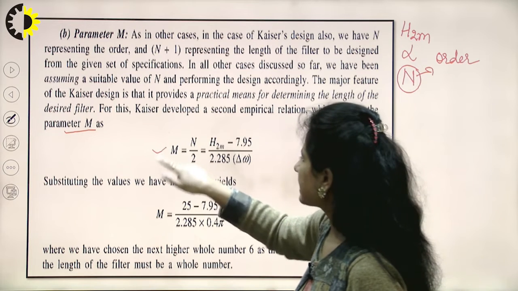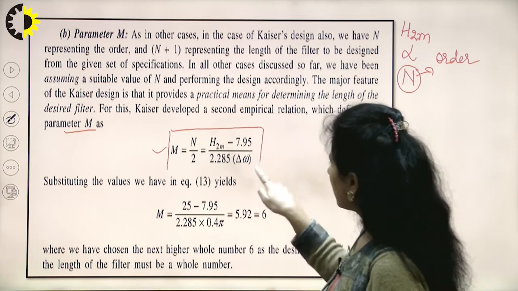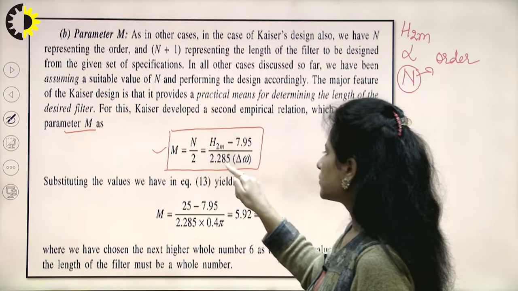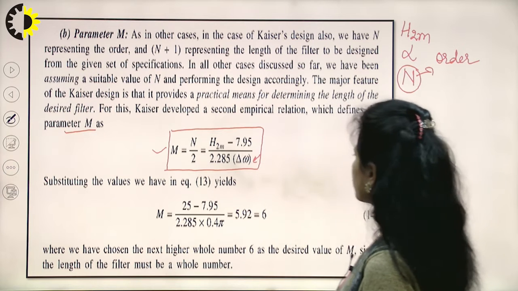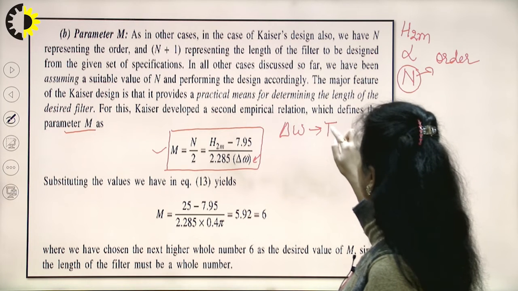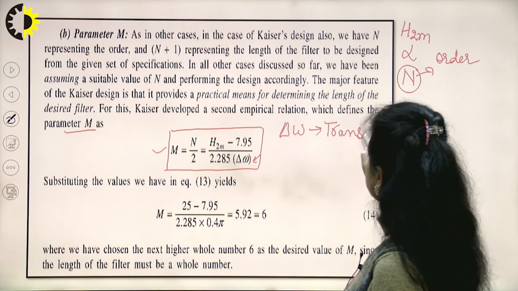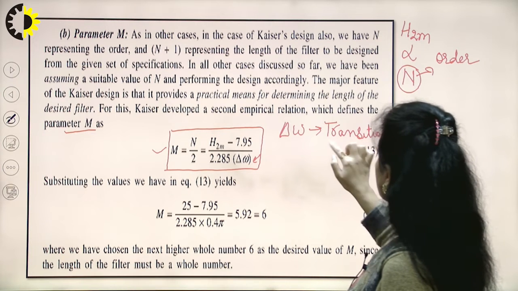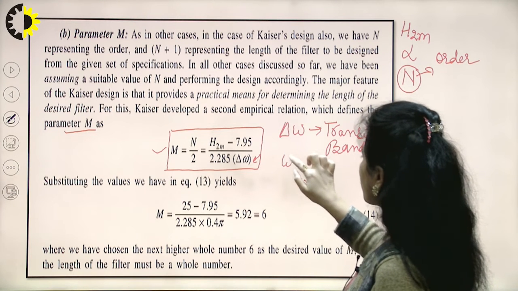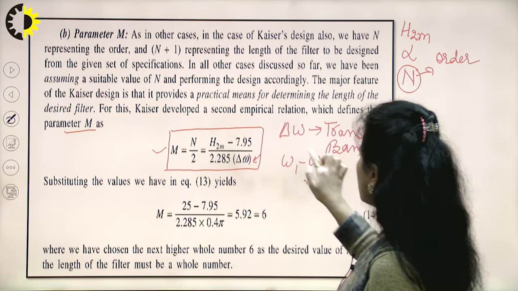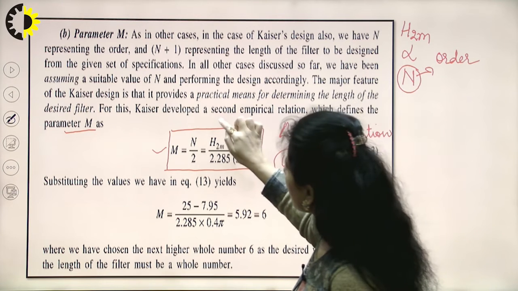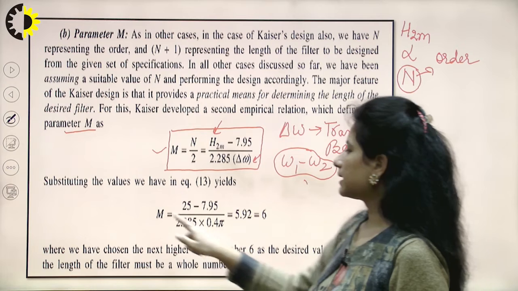So this M has another empirical representation, that is H2M minus 7.95 divided by 2.285 multiplied by delta omega. So what is delta omega? In the starting of this numerical, we had calculated the width of the transition band, and width of transition band was depending upon two cutoff frequencies, omega 1 minus omega 2. So initially we have calculated this delta omega. I need to substitute this delta omega and the value of H2M, and I can calculate M.